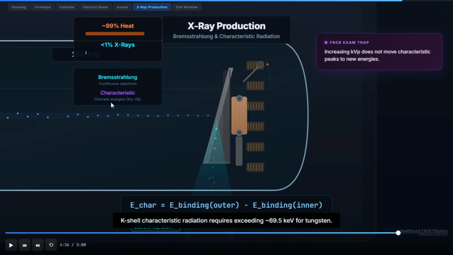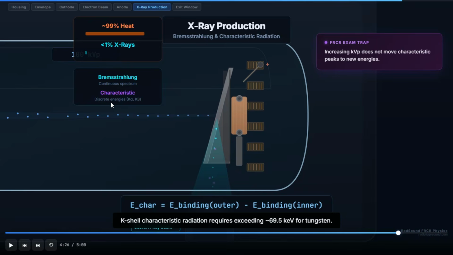Characteristic radiation will only be produced if the applied kVp is above the K-edge. The K-edge for tungsten is around 69.5, mostly you can say 70. It's divided into two parts: we can have K alpha and K beta. So what's the difference? We have the shells K, L, M. The K is the inner, we have L next to the K, and M next to the L.